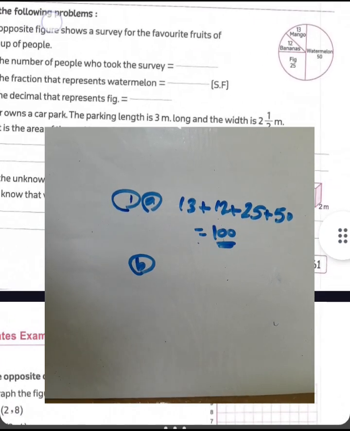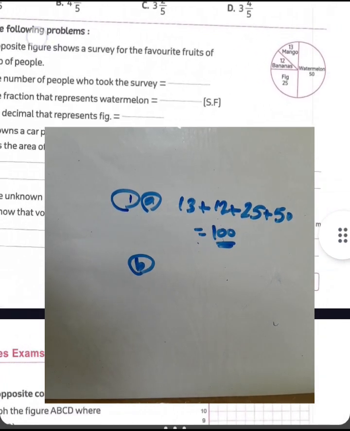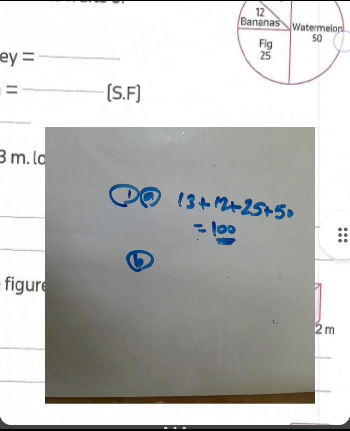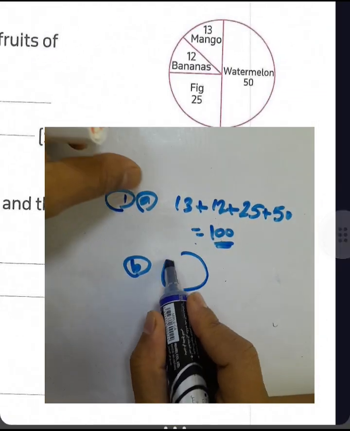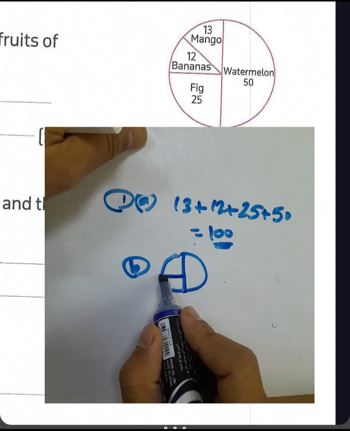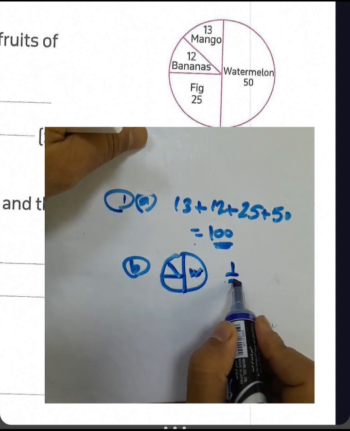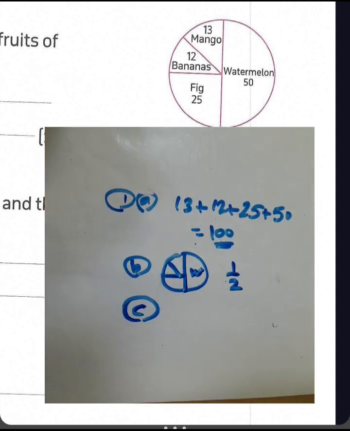The fraction that represents watermelon. Watermelon here is half, 50% will be half. It's a watermelon. Then the result will be half here.